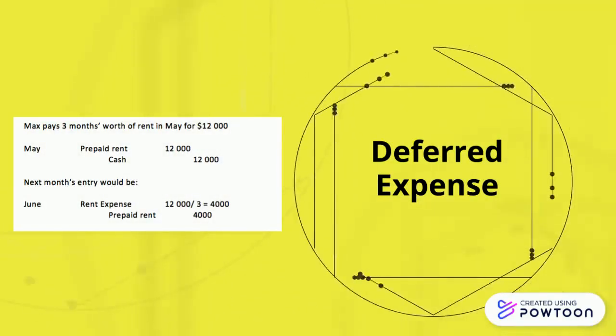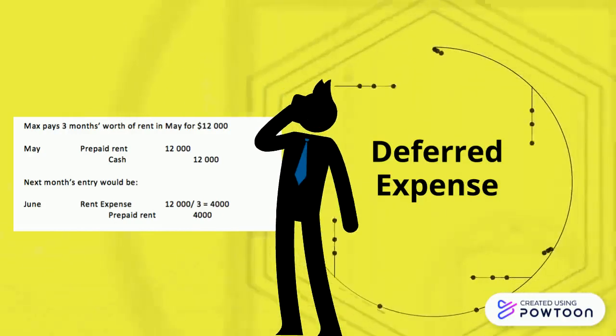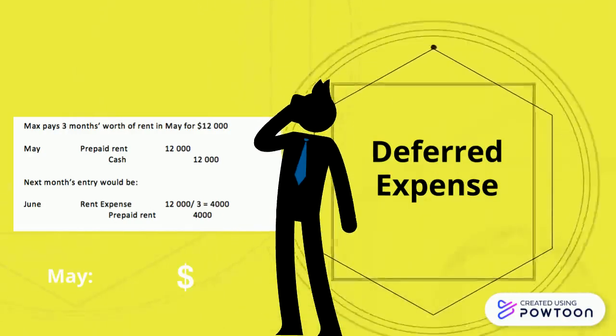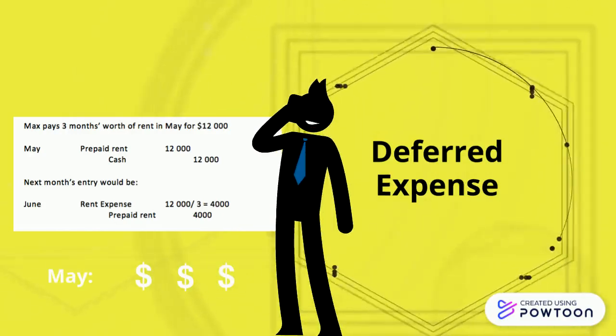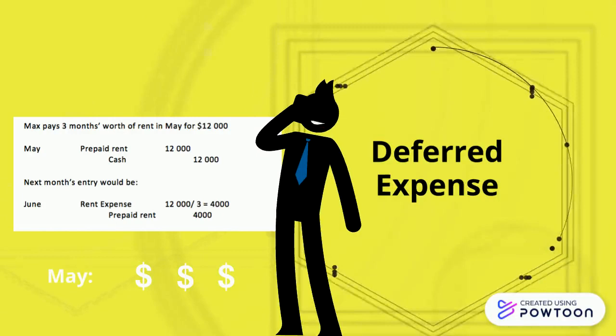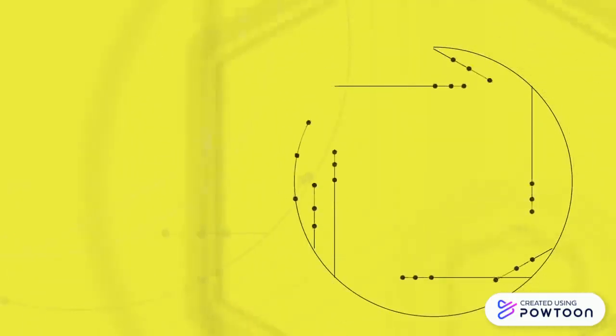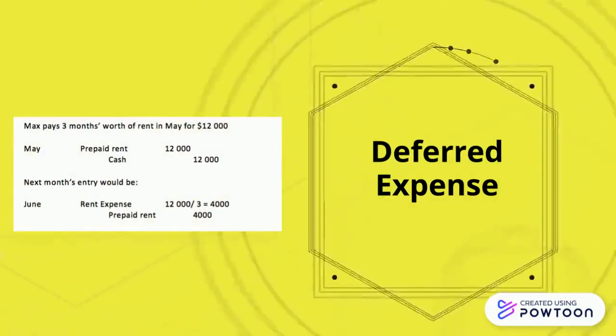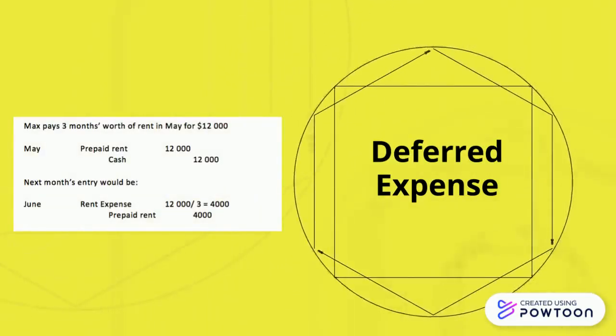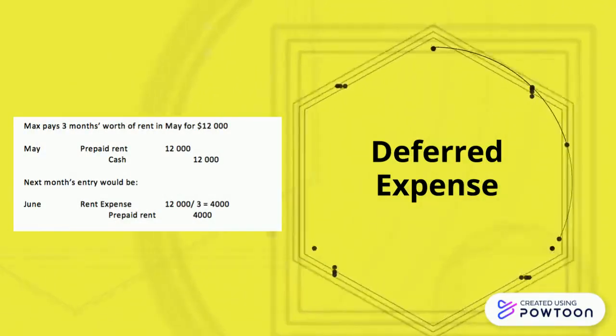Thirdly, we have deferred expense. Cash is paid before the expense is incurred. For example, Max pays 3 months' worth of rent in May for $12,000. In May, prepaid rent would be debited and cash would be credited. The next month's entry would be debit rent expense for $4,000 and credit prepaid rent for $4,000.